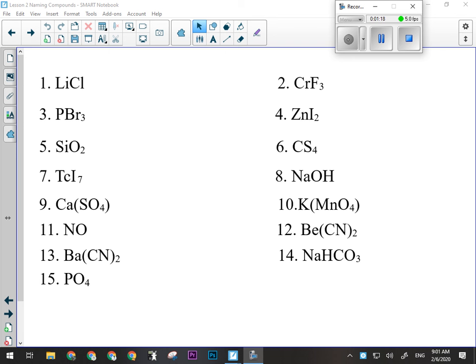So if we're looking at these, the first thing I should look at is, is there a metal? If there is, it's ionic, and I need to name it like an ionic compound, which means I don't use prefixes. If it's two nonmetals, then I do have to use prefixes. If it's got a polyatomic ion in it, then because it has an ion in it, it would be an ionic compound. Follow the ionic naming rules. So that's the challenge with these 15 compounds: decide, is this ionic or molecular, and then apply the correct naming rules to it.